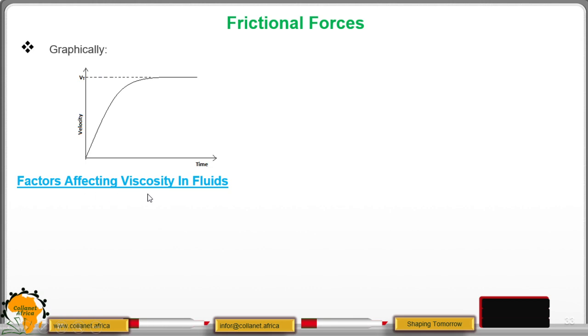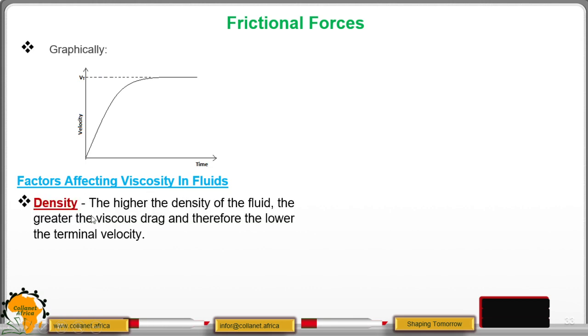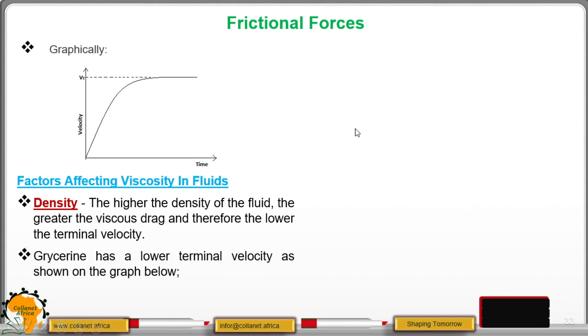Then we look at factors affecting viscosity in fluids. One is density. The higher the density of the fluid, the greater the viscous drag, and therefore the lower the terminal velocity. That is why it is much easier for that ball bearing to fall in water than when you use glycerin or porridge. So whenever you are using a liquid of higher density, then the viscous drag, or what we call the frictional force or viscosity, is greater, and therefore we shall have a lower terminal velocity.